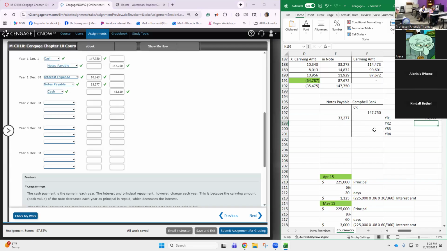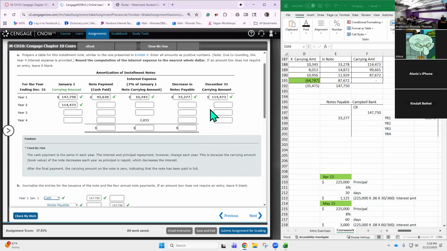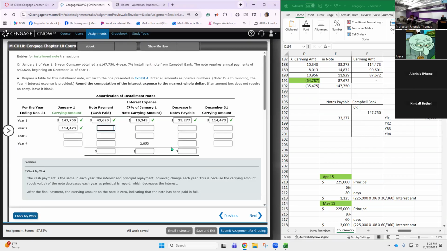Sooner or later, this note is going to get paid off, but now it has a new carrying value for the next year. And that's what we use when we calculate the interest. Okay, so here comes the next year's payment. Same amount. Now we're going to take 7%. I'm going to do this on a calculator instead of Excel because it's driving me nuts.